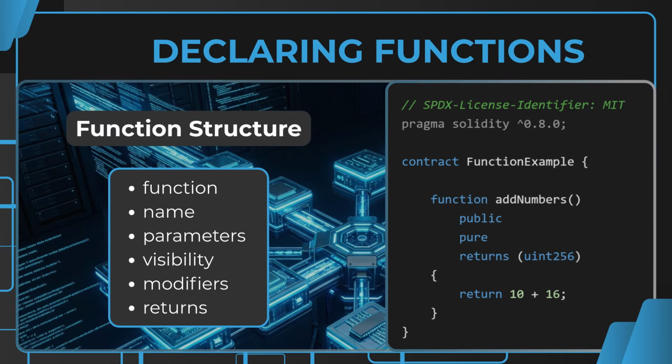In Solidity, you declare a function with the function keyword, followed by the function name, parameters, visibility, and optional modifiers like view, pure, or payable. Here's a simple example. This function takes no input and returns a uint256. It is marked as pure, which means it cannot read or modify contract state.